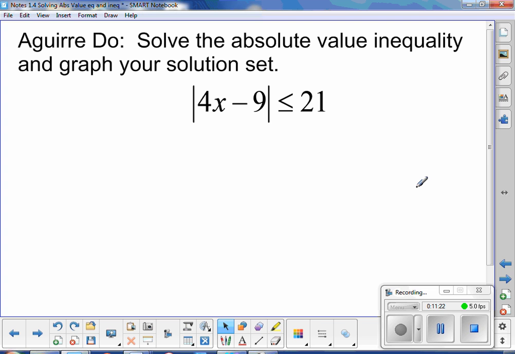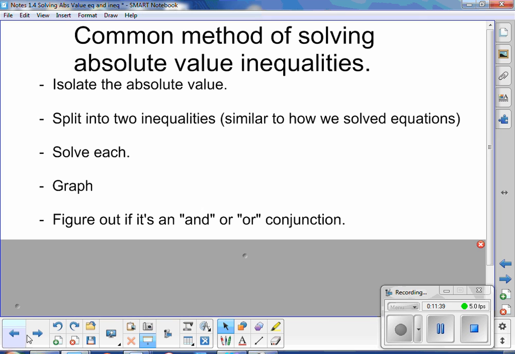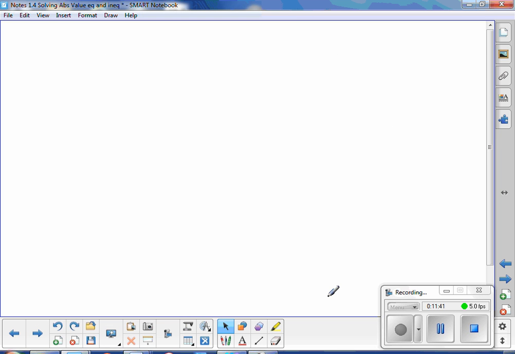So none of the classes made it this far, so this is new notes for everybody. All right, so what this is saying is the absolute value, so the distance from 0, has to be smaller than 21. So that means that your distance is going to be less than 21. You know what? Let me explain this another way. Okay, so new page. So take notes on this.